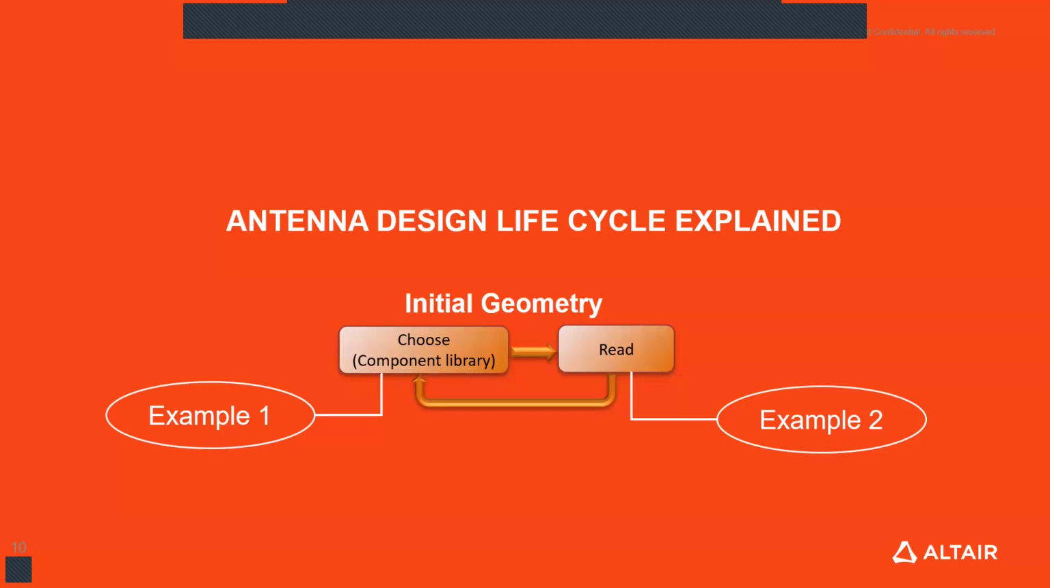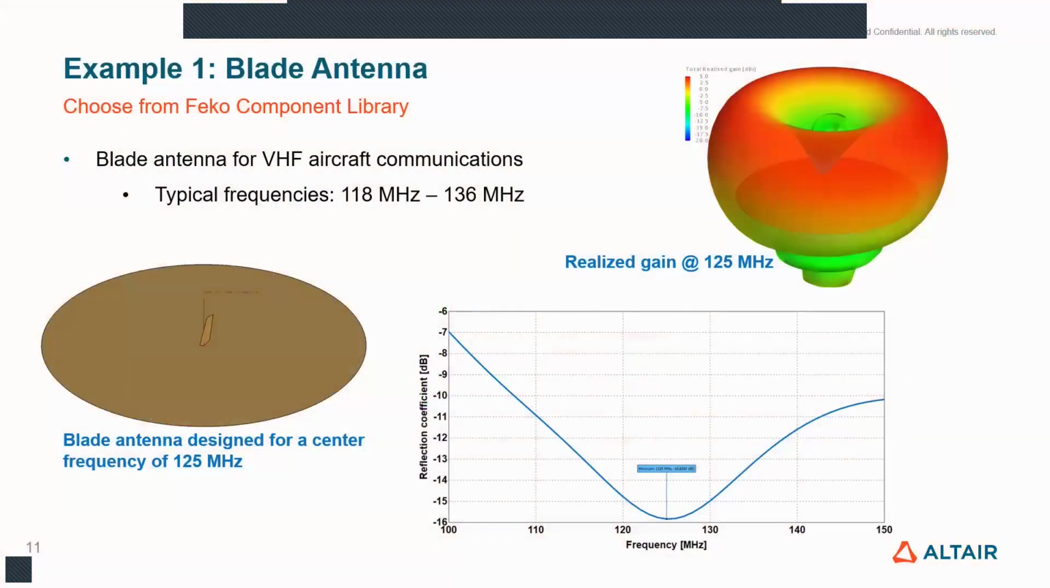The first one would be picking something from the component library. This is an example of a blade antenna for VHF aircraft communications. The typical operating frequencies for VHF aircraft communications would be 118 megahertz to 136 megahertz. So you can see the antenna design as well as the radiation characteristics and the impedance characteristics here.